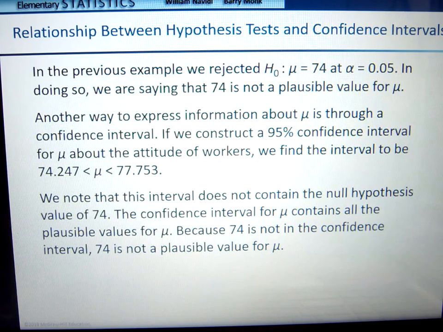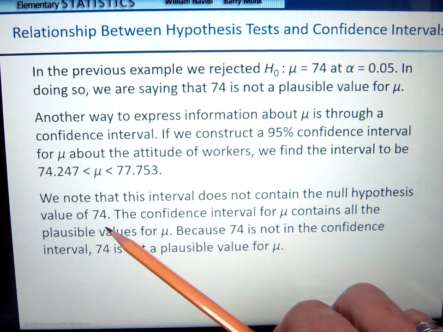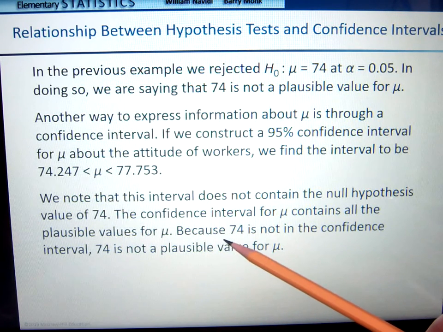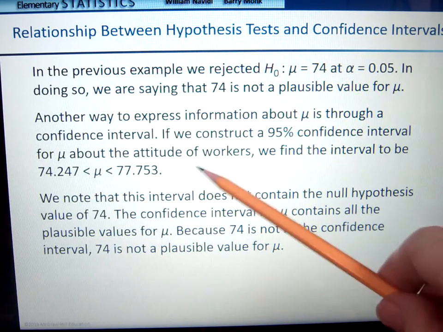If we construct a 95% confidence interval for mu, the attitude of the workers we find will be between 74.247 and 77.753. Now, see how this interval does not include the 74 that we started with? The confidence interval is what can tell us and support some more that 74 is not a plausible value since we changed our system.